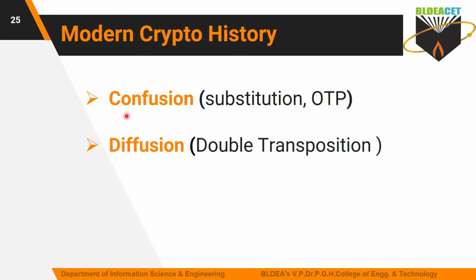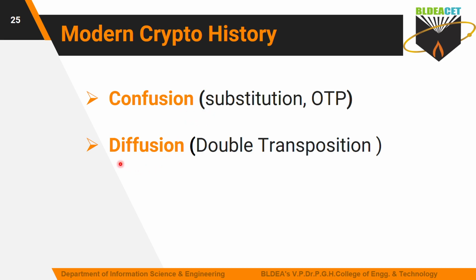In modern crypto, they use two terms: confusion and diffusion. Confusion is the substitution method. In confusion, you are using the substitution method. Substitution means the characters in the plain text are substituted with other characters. One more example is the OTP. In the OTP also, you are replacing one letter with another letter with the help of the XOR operation. That is what we call confusion.